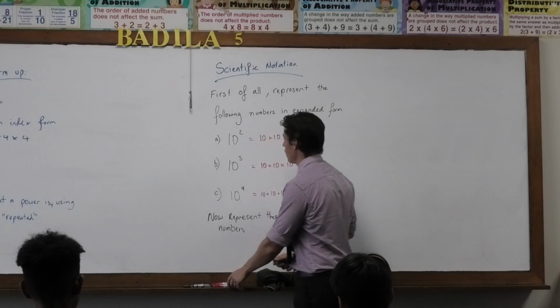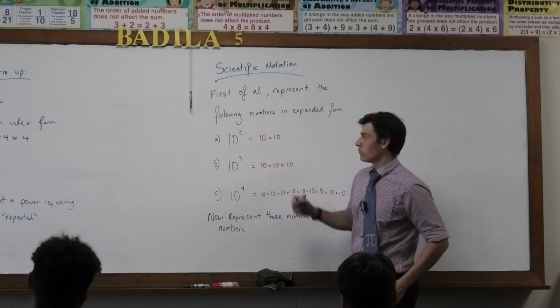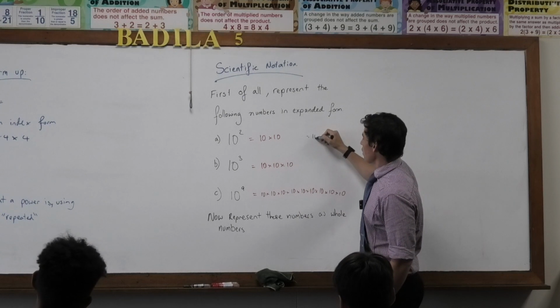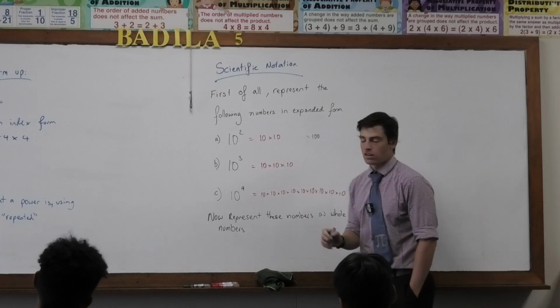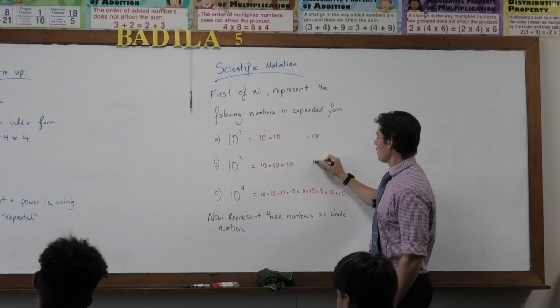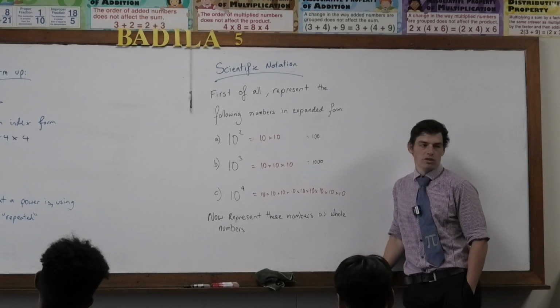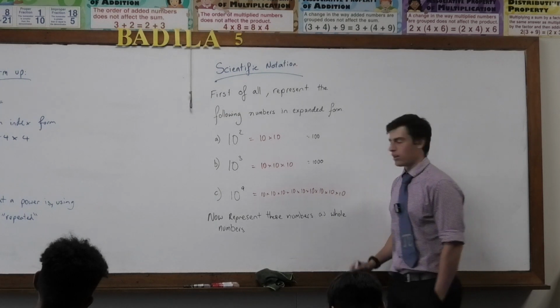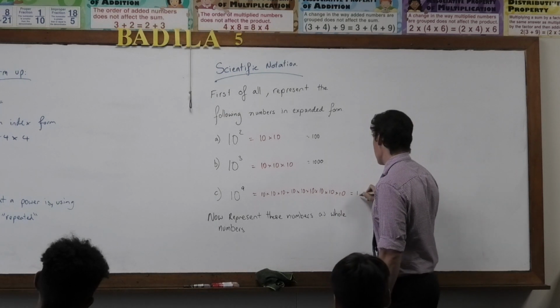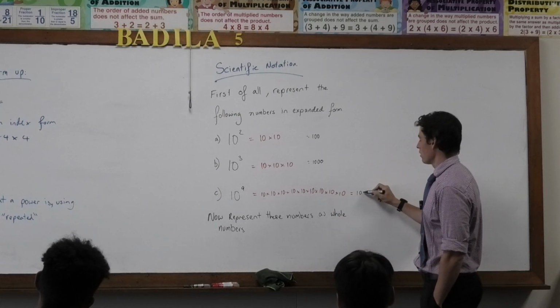So what does 10 to the power of 2 equal? 10 times 10, which equals? 100. Okay, very good. What's 10 times 10 times 10 equal? 1,000. Now, who knows what 10 times 10 times 10, 9 times, is? Who knows what that is? 100 million. Off the top of their head.